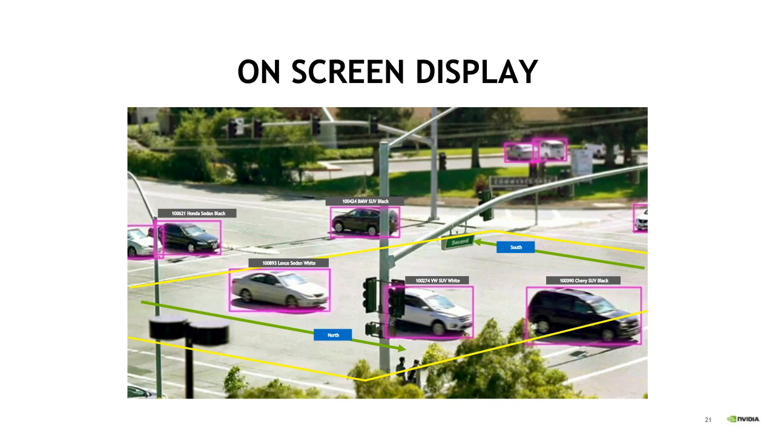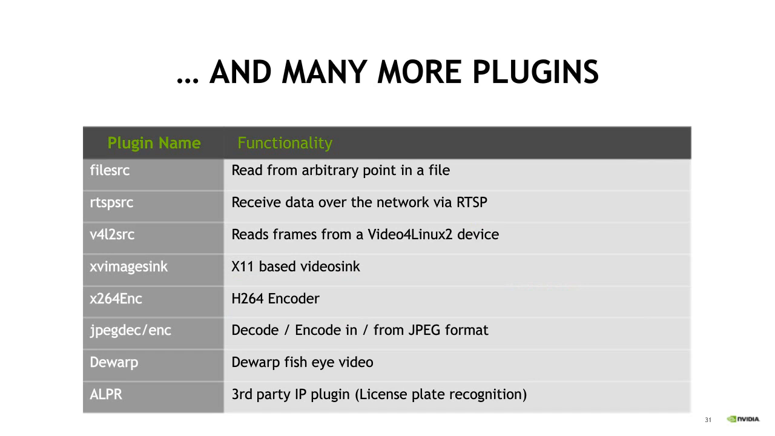As I mentioned, I covered just some of the most commonly used plugins, but there are several more plugins that are available from our third-party ecosystem. Whether you have a source that is from a file or a standard V4L2 device, there are plugins to handle that. There are also plugins for decoding and encoding of JPEG images, along with dewarping fisheye lenses. We have many partners developing additional plugins for various functionalities.